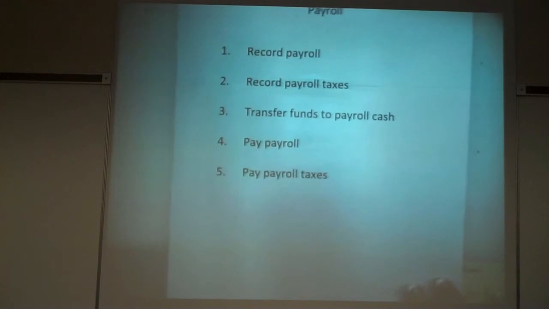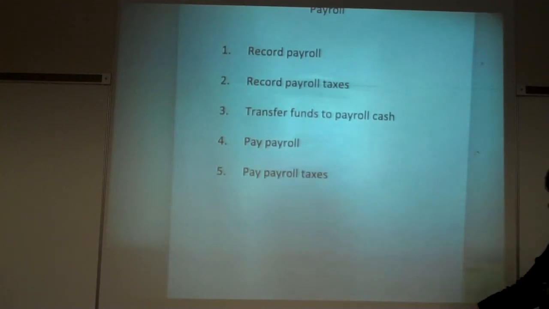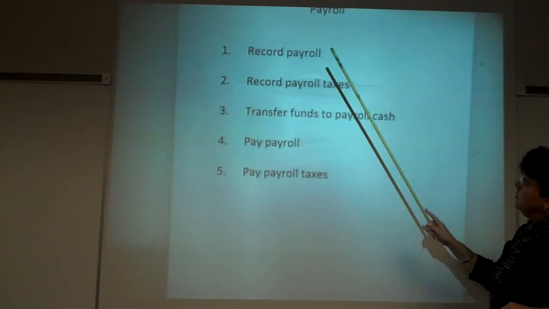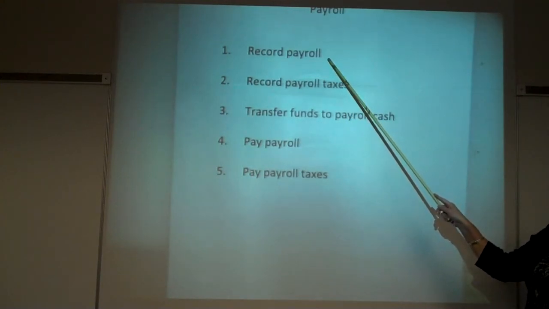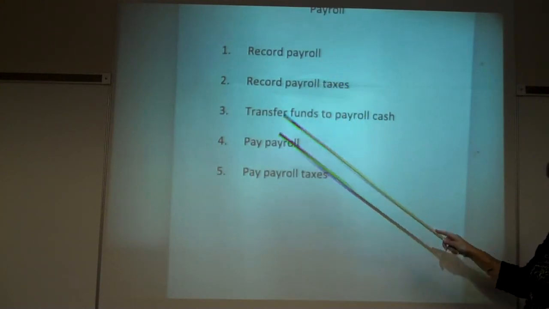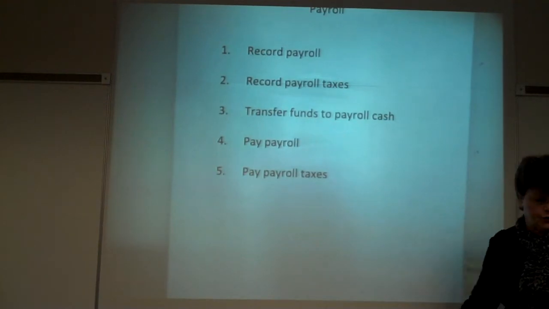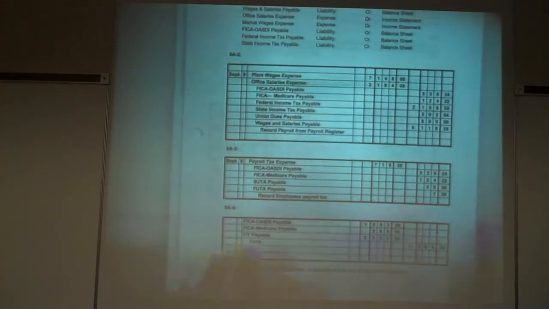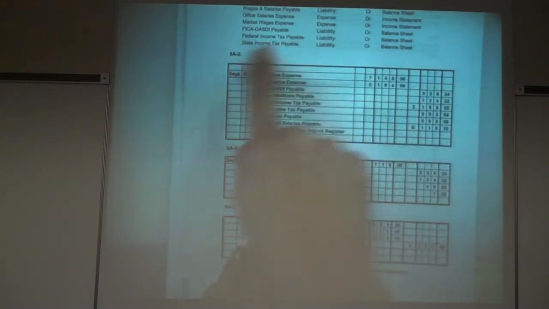The transactions that you'll see when we do the payroll, the first one is to record the payroll. Where do the numbers come from for that transaction? The payroll register. And this one is for the employees, isn't it? It's everything that was on the payroll register. It is this transaction right here.